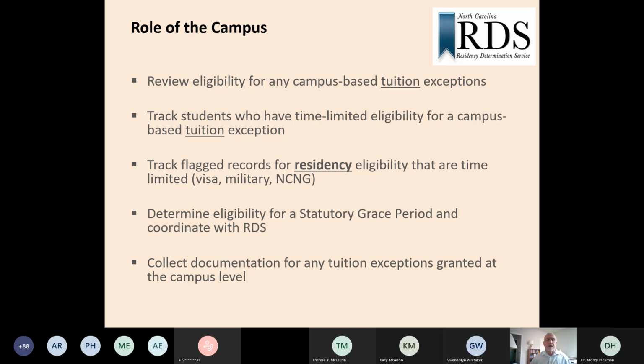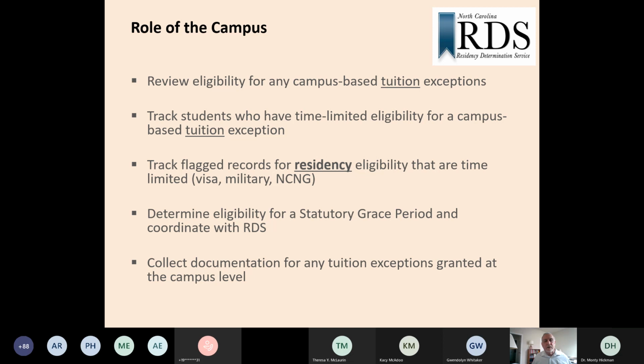So let's talk about then the role of the campus. The campus would review eligibility for any campus-based tuition exceptions. Again, it will never change residency, but it's tuition. Tracking students have a time-limited eligibility. Many of those campus-based exceptions, for example, might be good for 1 year, or some of them specify it has to be right after they graduated high school. Within 1 year, they have a window. So the campus would be responsible for those, and we'll go through those.